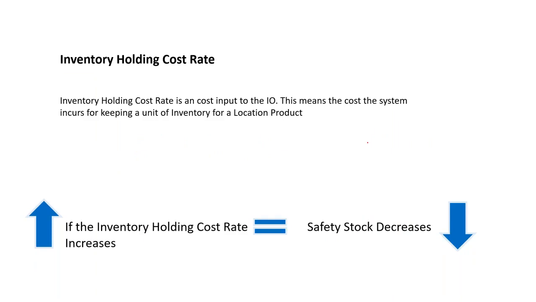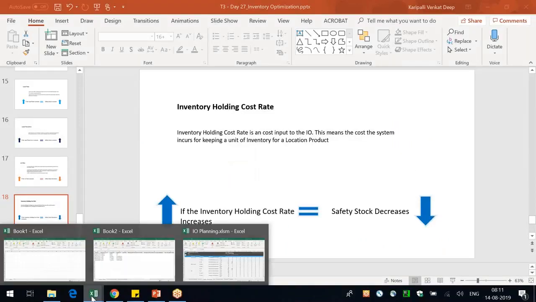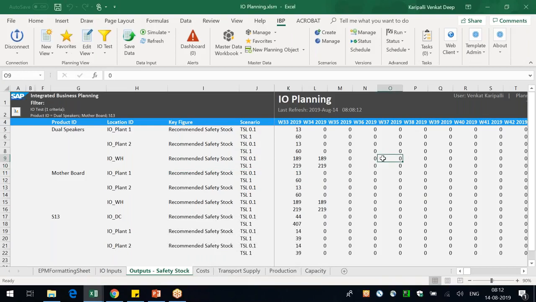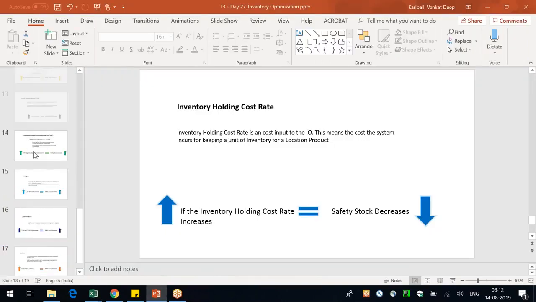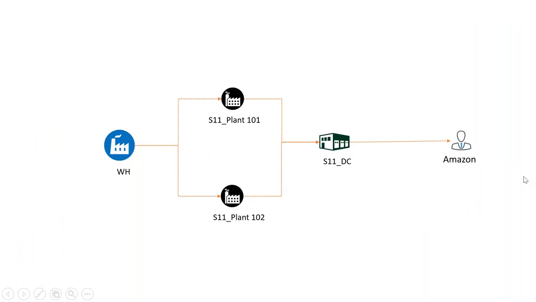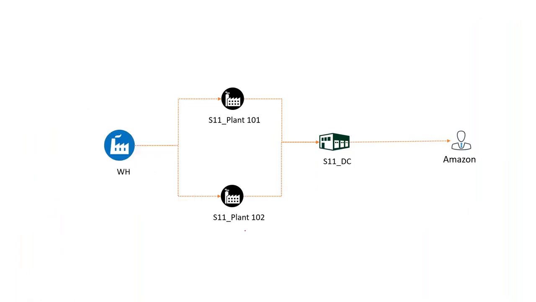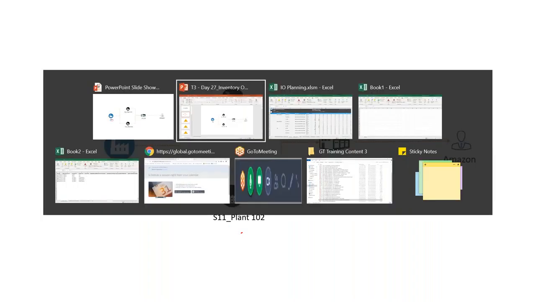And also not just that, but the system has the intelligence to pick the right location so that it can keep the stock. What I'm saying is, let's say the plant has a higher holding cost for the components, then the system might say to keep all the stock in the warehouse, or something like that. Let's see that. So let me go to the view here.